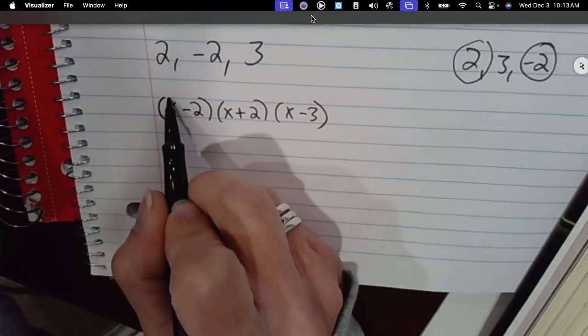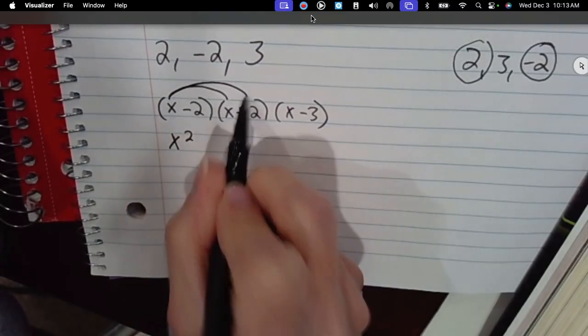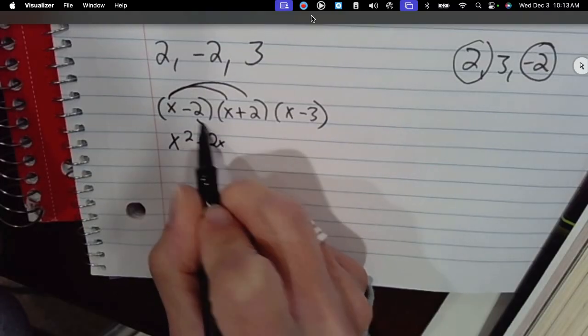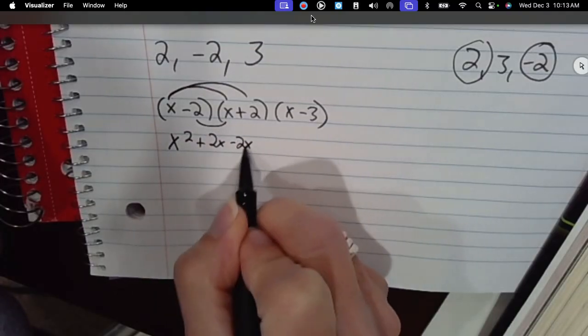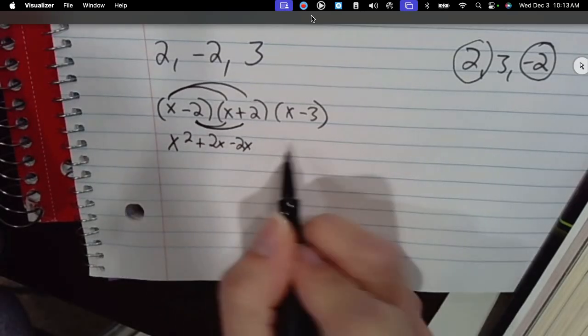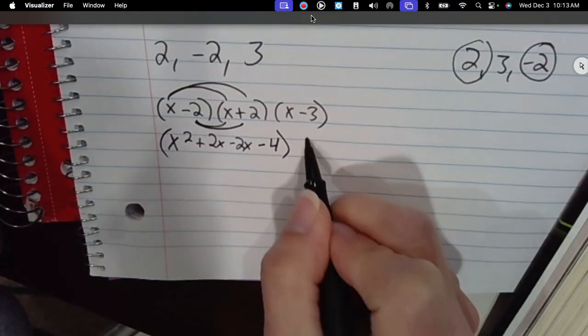First, outer, inner, last. What is x times x? X squared. What is x times 2? The 2x. -2 times x. No, 2x. See, that's why we wanted to write this next to each other. And what's -2 times 2? -4.